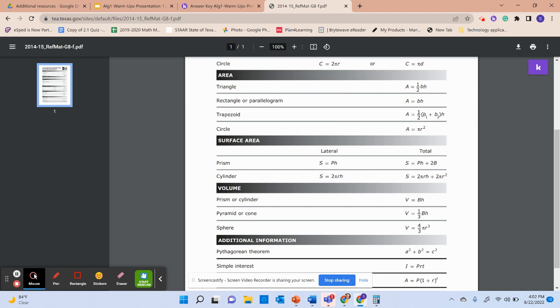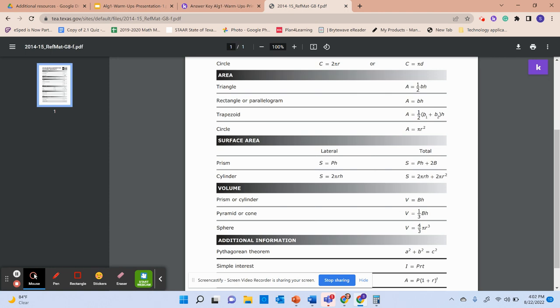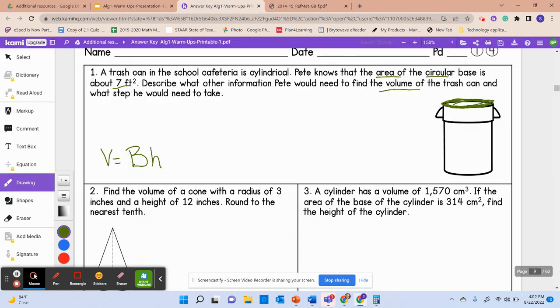I want to take a look at our formula chart, and we can see that the volume of a cylinder is volume is equal to big B times height. So just so we know, volume is equal to big B times height. Well, the big B, or the base, the area of that is a circle. And so we can look over here. The area of a circle is pi r squared. So we know that the big B in this situation is equal to pi r squared.